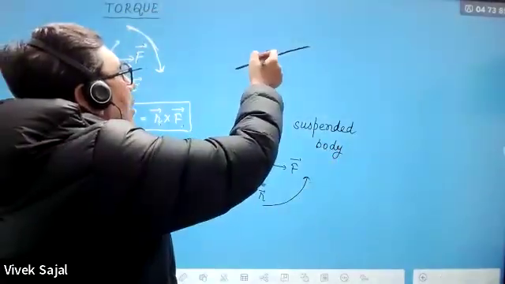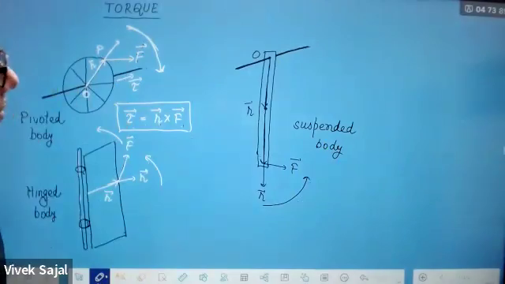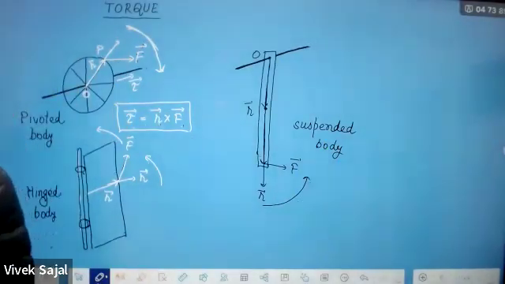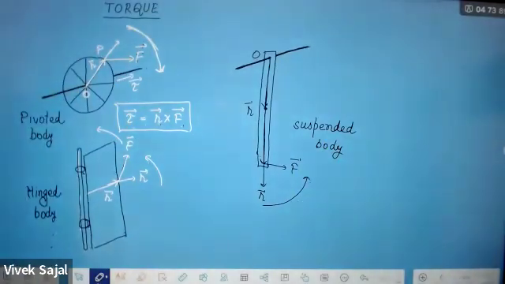Here I assume the O point, this one. This is the O point. Okay? Is it clear to everyone?